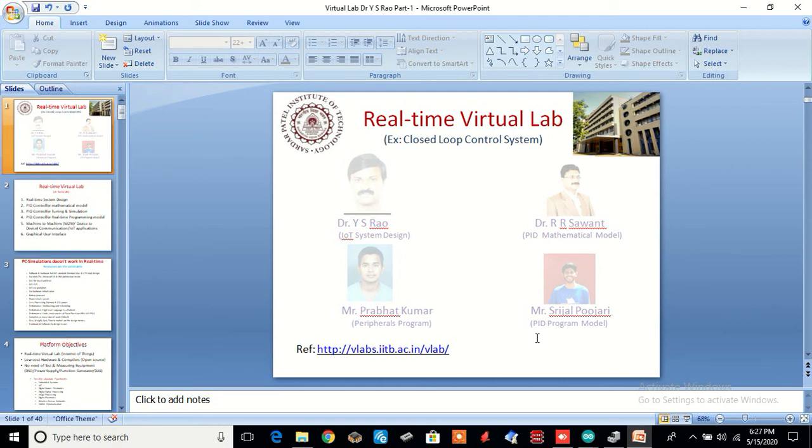Hi, welcome to this tutorial on real-time virtual lab. This tutorial is all about a real-time system, and that system is a virtual. Virtual means not physical. It is not in front of you. The system is at some remote place. However, that system you are monitoring and controlling remotely through the internet.